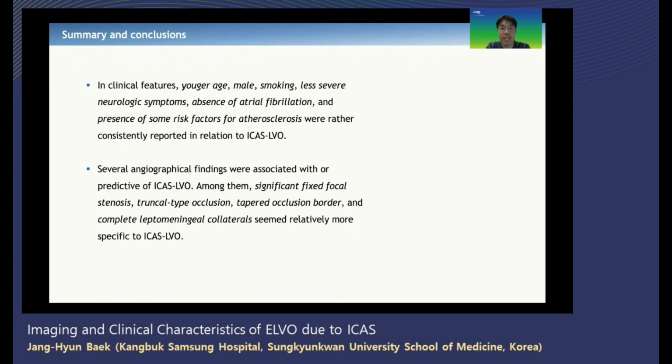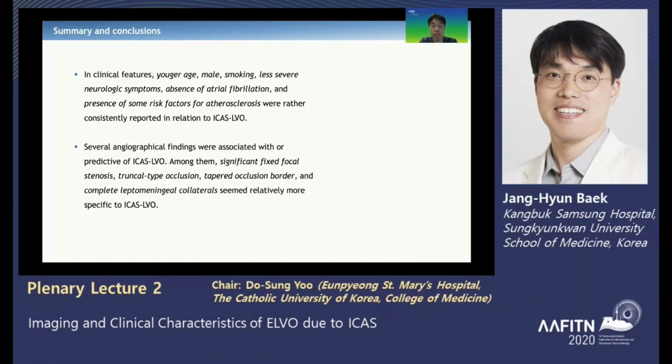Okay, this is the last slide of the presentation. For an optimal endovascular strategy, it is important to determine occlusion pathomechanism competently. In clinical features, younger age, male, smoking, less severe neurologic symptoms, absence of atrial fibrillation, and presence of some risk factors for atherosclerosis were rather consistently reported in relation to ICAS LVO.